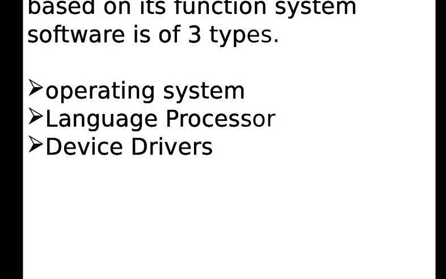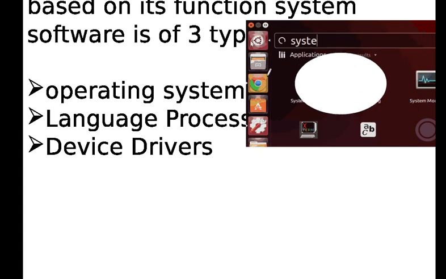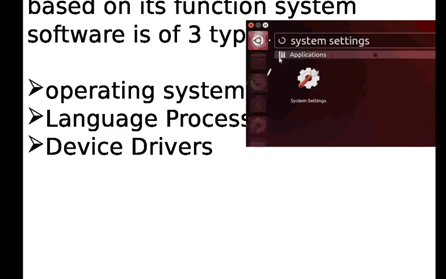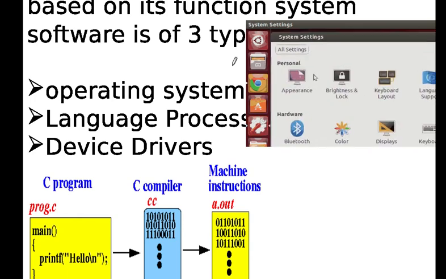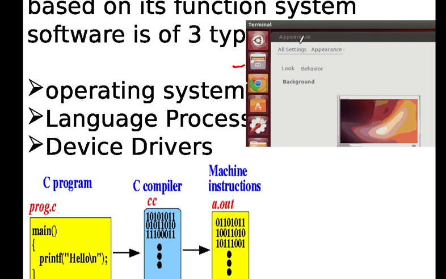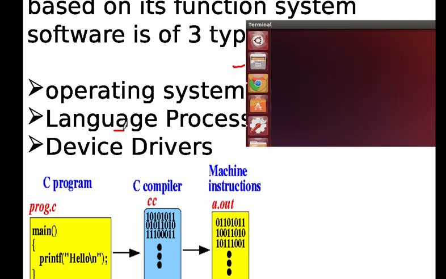Now, based on its function, system software we will divide into three types. One is operating system, another one is language processor, and another one is device drivers. This is the operating system. So which kind of operating system is it? Ubuntu operating system. And language processor.